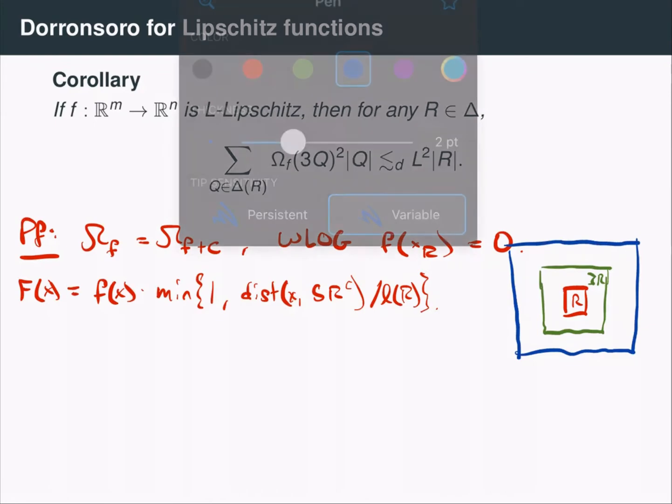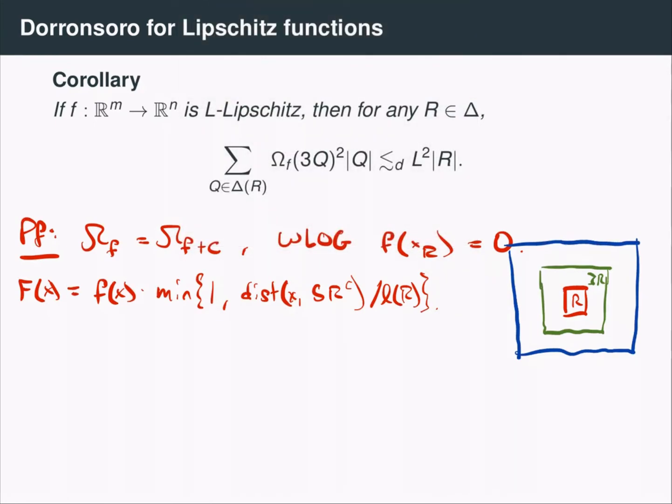Okay, so what happens when we have a point x inside the cube 3R? Well, then notice that the distance between this point and the complement of 5R is going to be at least this gap between the green cube and the blue cube. And this gap you can show is equal to L of r. So that means that this distance will be at least L of r. So when I divide it by L of r, this is going to be at least 1.